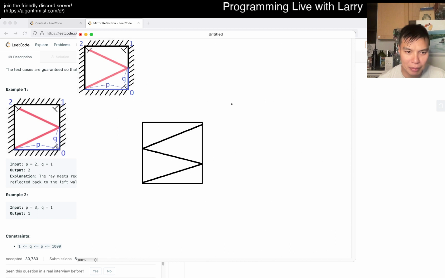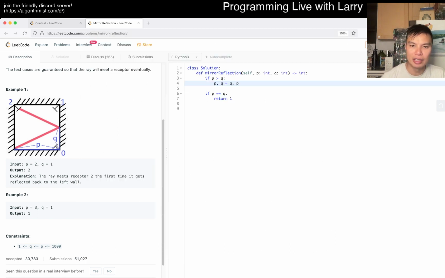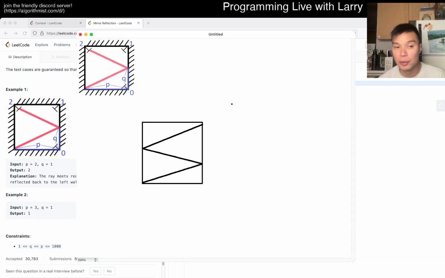I'm going to show the code real quick about my modification. If P is greater than Q, then we don't swap, but we return 2 minus self.mirrorReflection of Q and P, right? The idea here is that you just flip it, by mapping 0 to 2, 1 to 1, and I think that should be good. This is a case of enumeration, right? So P is equal to Q is equal to 1, but there's clearly another case too.